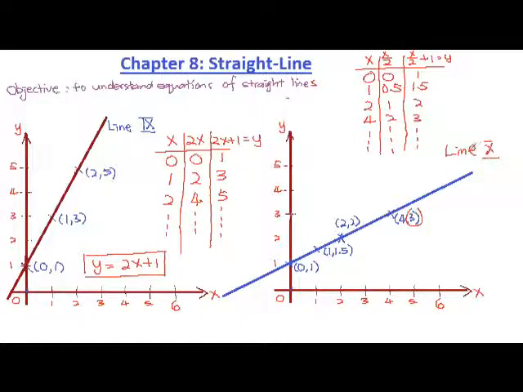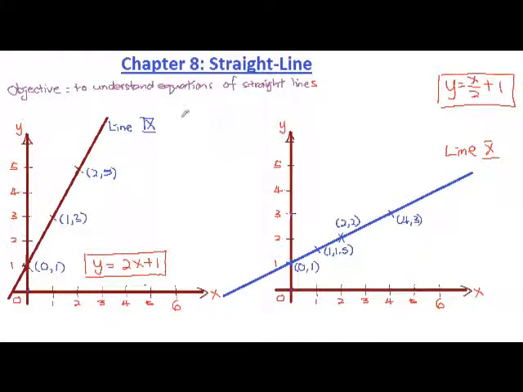So what is the straight line equation for line 10? Yes, you are right. It is y equals to x over 2 plus 1. And remember this, the number term is always equals to the y-intercept.